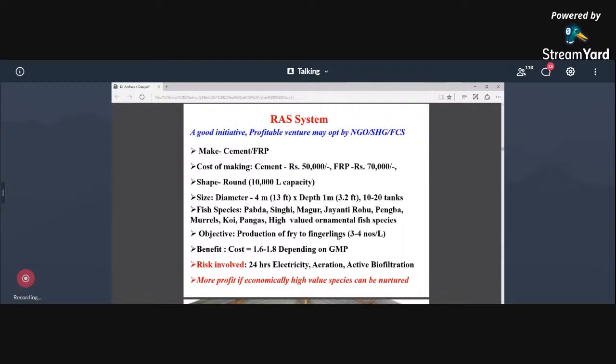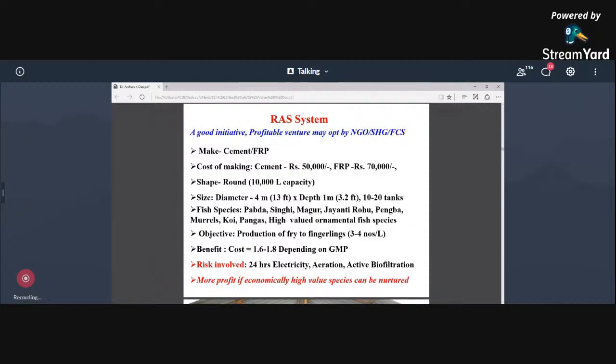And this is very good. My submission here is that the objective should be production of fry to fingerlings, not grow out. Definitely you will gain profit per liter of water. You can put 3 to 4 numbers. For example, 5 gram size padda, within 2.5 or 3 months will grow to 10 to 15 grams. Then you sell it out and gain a very good profit. In 10,000 liter you can put 30,000 advanced fry of 5 gram size.